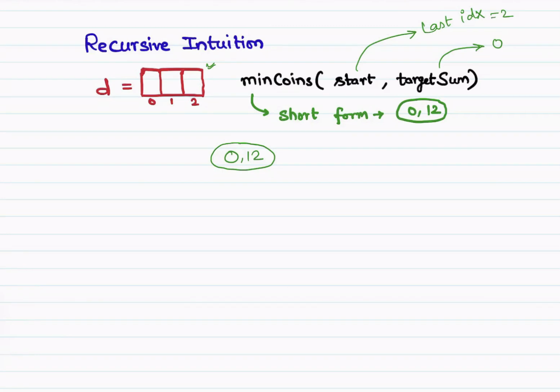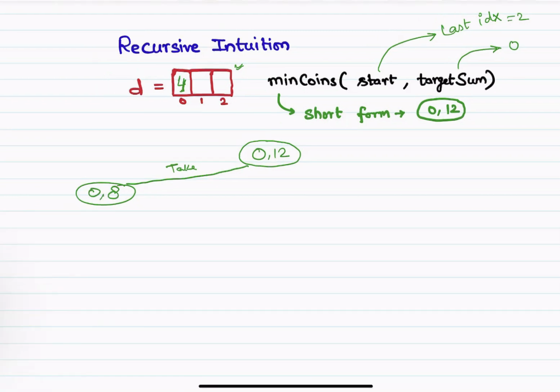Now, when you are at index 0, you have two choices. Either you can take the index 0 element or you can leave it. Let me reveal the element and say this element is 4. So if we decide to take 4, you know that the same coin can be taken again and again. So when we are at index 0 and we take it, our target sum reduces to 8 and we are still at index 0 because we can pick the same coin once again.